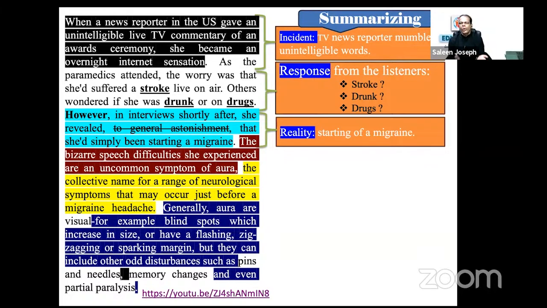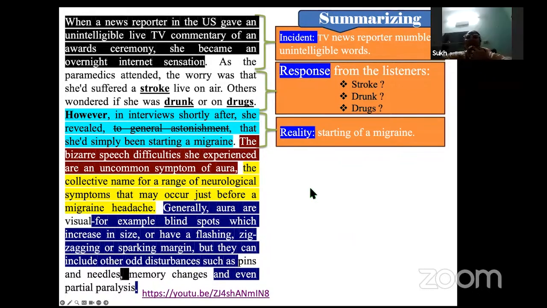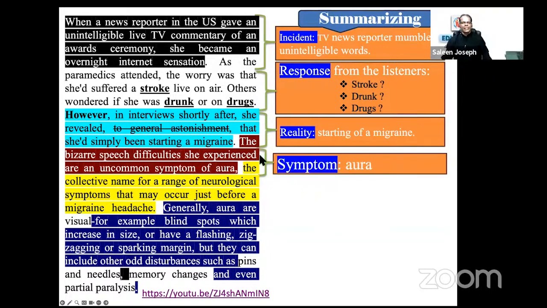The response from the audience, from the listeners was, some said she had a stroke, some said she must be drunk, others said she must be a drug addict. But the reality was, she was starting off a migraine. See, they see the situation. What is next? The bizarre speech difficulties she experienced are an uncommon symptom of aura.